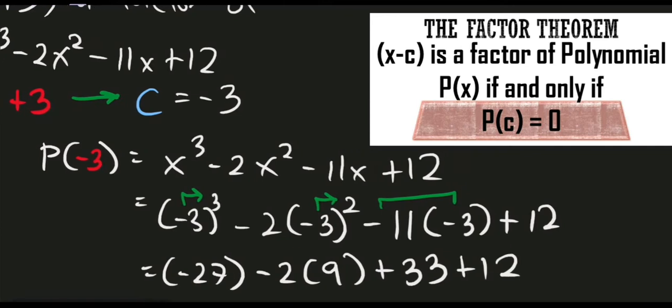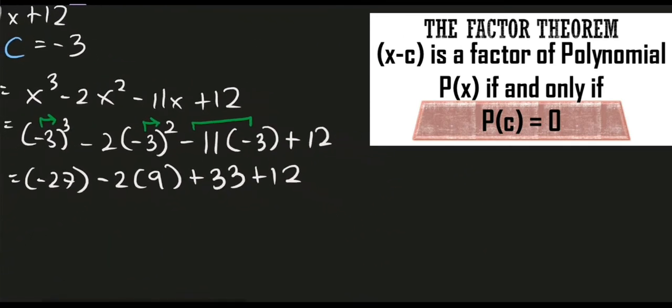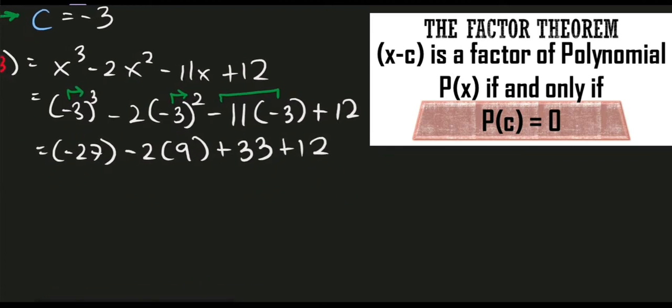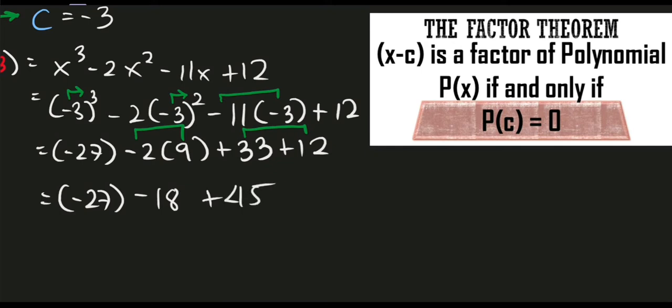Okay? So, I will zoom this one. Tapos, tuloy natin yung solution. So, therefore, it will give us negative 27. Simplify muna natin yung remaining term, which is negative 2 times 9. So, magiging negative 18. Or minus 18. Okay? Tapos, add natin to. 33 plus 12, that is 45. So, it will give us negative 27 minus 18 plus 45.